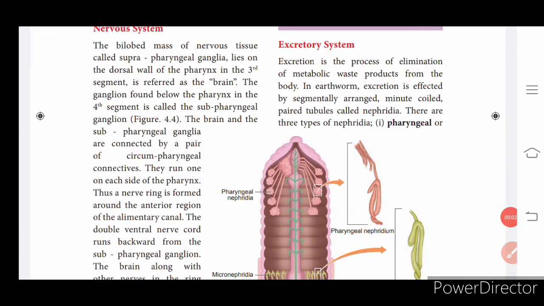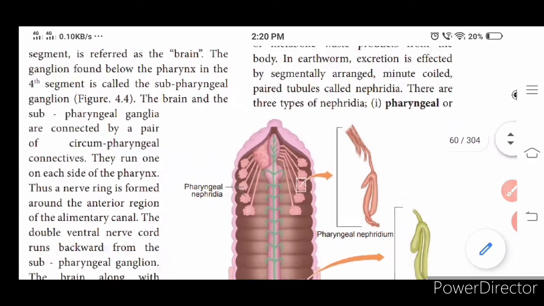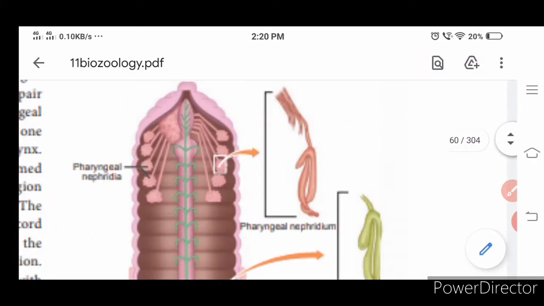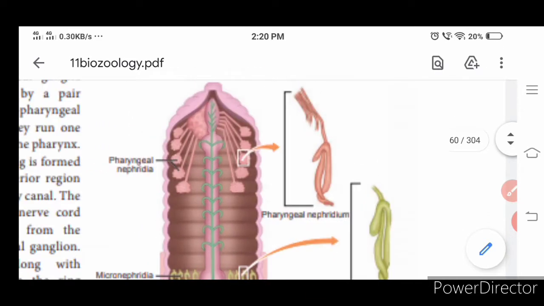Excretory system of earthworm. Excretion is a process of elimination of metabolic waste products. This waste product can be a nitrogenous waste material. Here we have the special excretory organ that is called nephridia. Based on their location they are differentially named. You can see here three types of nephridia are mentioned and the picture is given.